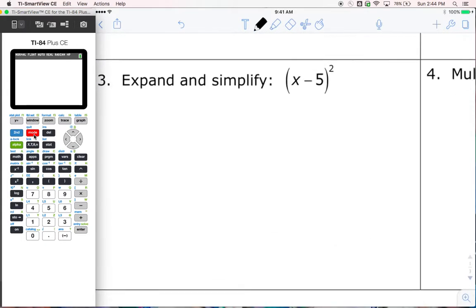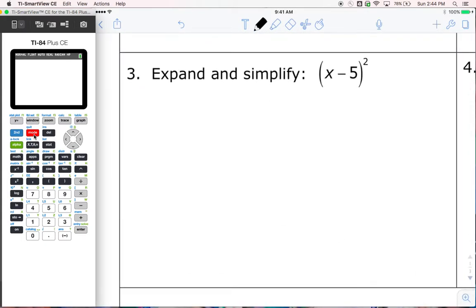Example 3, expand and simplify. This is a test question that was missed a lot, and I think it's because we don't know what to do with this 2 right here. Remember, when you're squaring something, you're multiplying it by itself. So when this says expand, that means we need you to write this as x minus 5 times x minus 5.